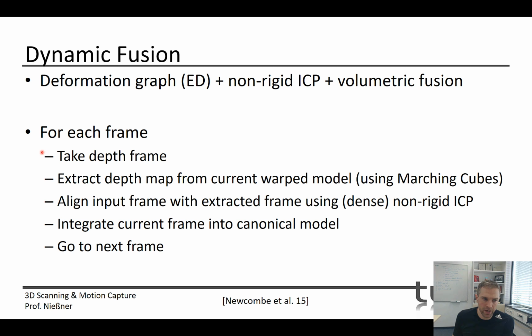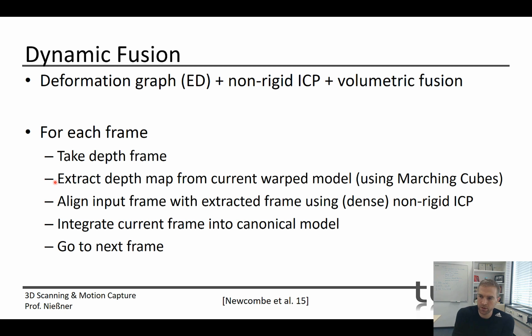So for each frame, you take the current depth map, you extract the depth map of the current warped model using marching cubes. I've mentioned this before. Then you align the input frame with the extracted frame using the dense non-rigid ICP. We know now how that works, right? That's very similar to the things we've learned in the last lectures.